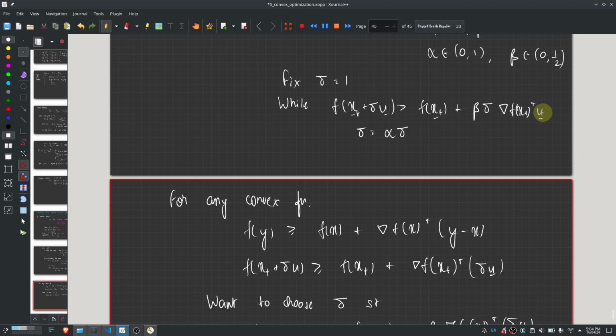Any other questions? They are fixed beforehand. You don't change them in the rest of the algorithm. Any other questions?